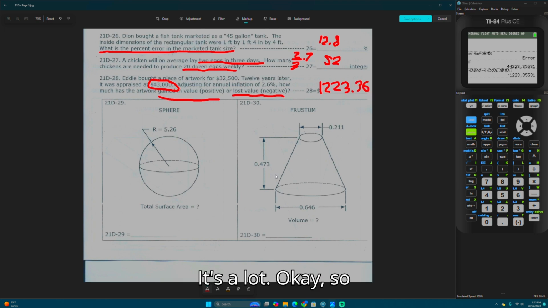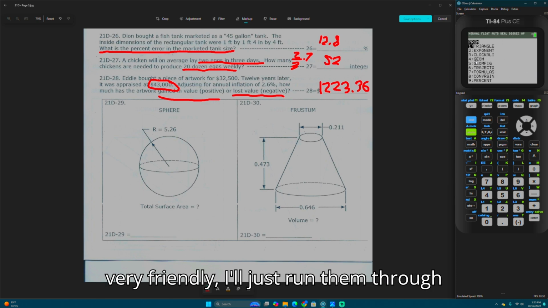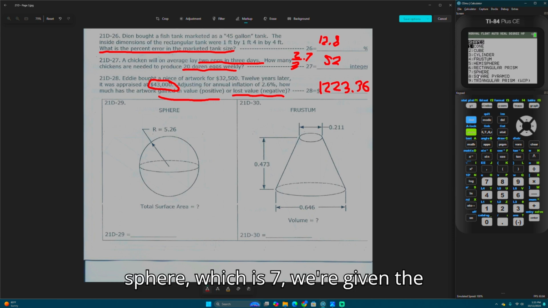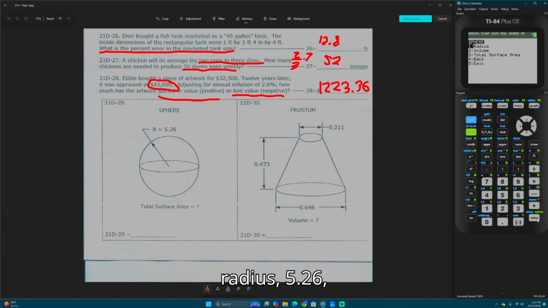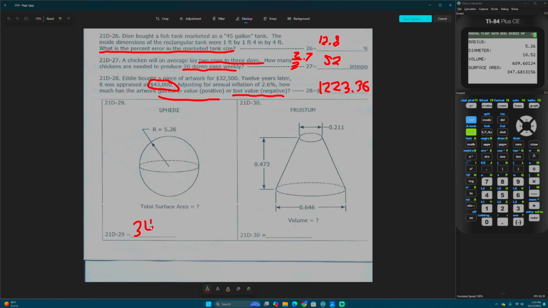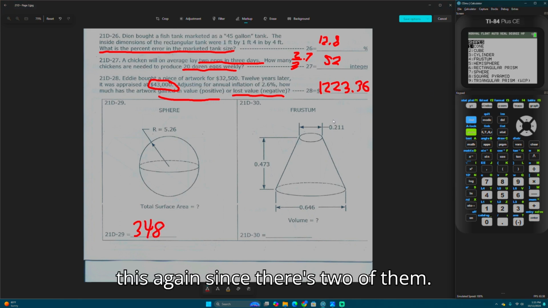It's a lot. Okay, so now we have two geometry problems. It's very friendly. I'll just run them through really quickly. So geomfig, of course. Sphere, which is 7. We're given the radius, 5.26. And total surface area. Press enter. There you are, 348. It's very handy. And then it'll run this again since there's two of them.